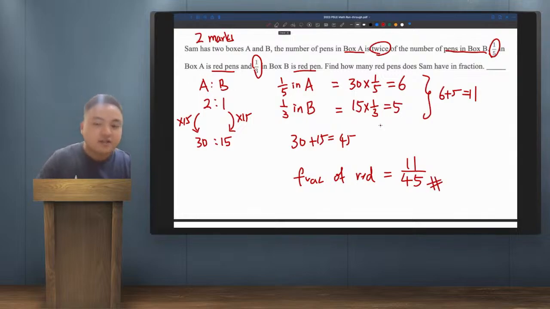Okay, if you check, this one cannot be simplified. This is the simplest form already. So the answer is 11 over 45. Right, this is 11 over 45. How many of you get correct? Okay, congratulations for those. You get another 2 marks.